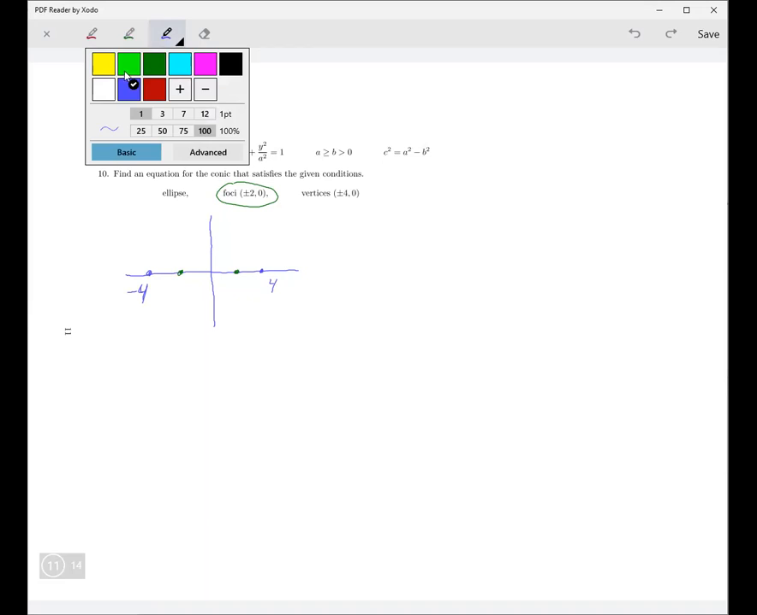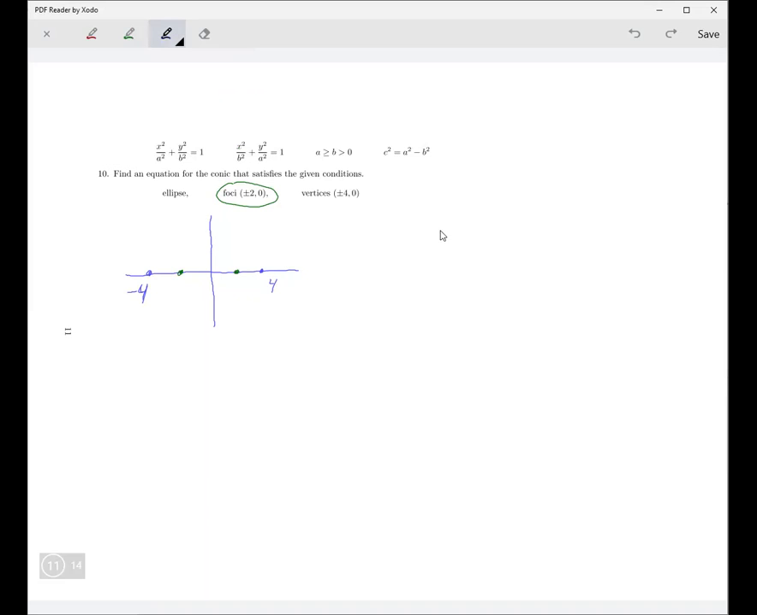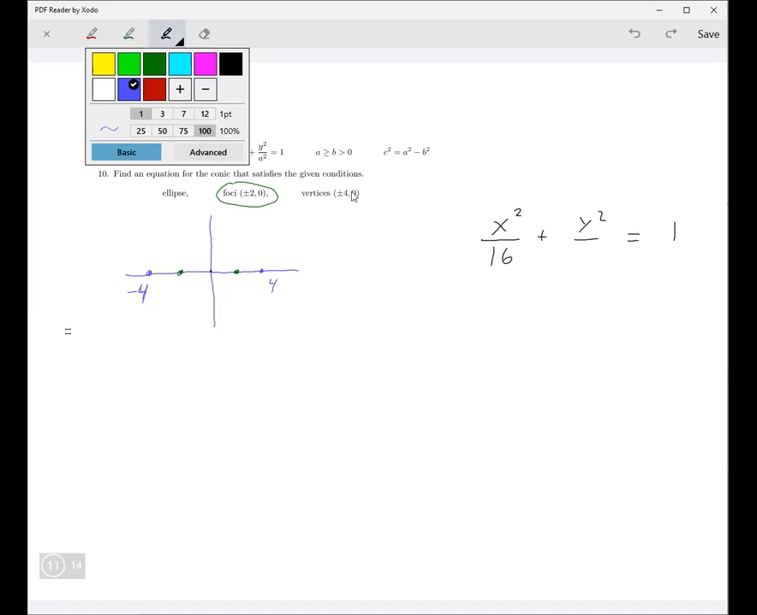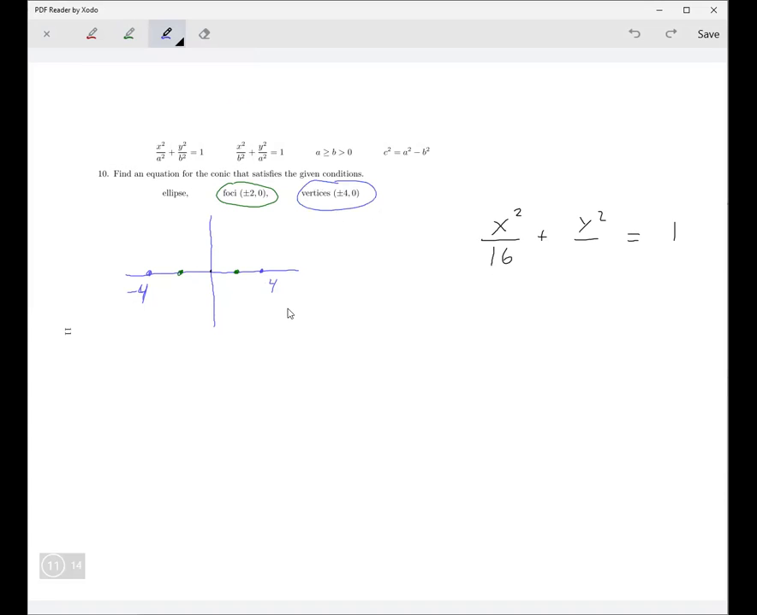Now, as we're going about graphing and finding the equation, we know that the center is going to be 0, 0, right? So that means the equation will be like this. And since this is a 4, if you take 4 and square that, that gives you 16. So 4 squared is 16, which is going to make that a 16 right there.